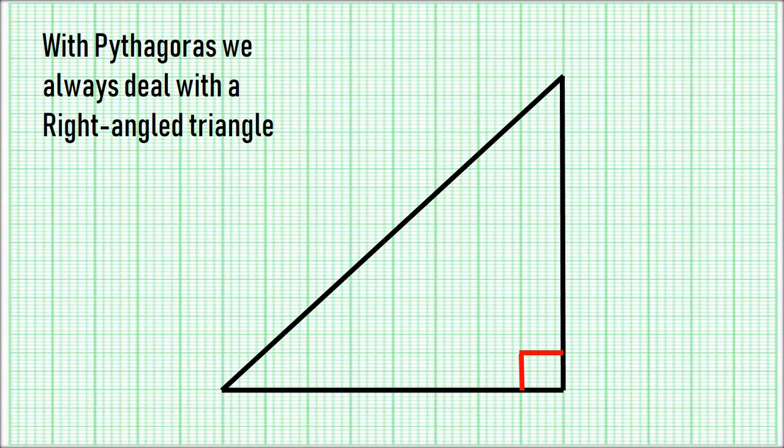Just a reminder again that with Pythagoras we always deal with a right-angled triangle. If you can remember our formula, it's the hypotenuse squared is equal to the other two sides added together, that is touching the 90-degree angle, squared. So the hypotenuse squared is equal to a squared plus b squared. Please always remember that the hypotenuse is equal to the two sides touching the 90-degree angle squared.